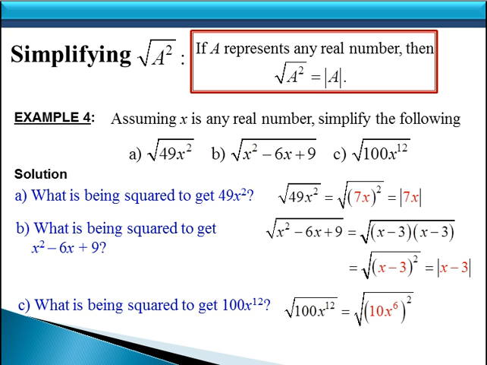So using the rule, this would simplify to the absolute value of 10x to the 6th. However, in this case, if we raise any real number to an even exponent, it will always be positive. So 10x to the 6th will always be positive no matter what value x is. So whenever that's the case, we can drop the absolute value signs. And so in this case, we get 10x to the 6th as our answer.